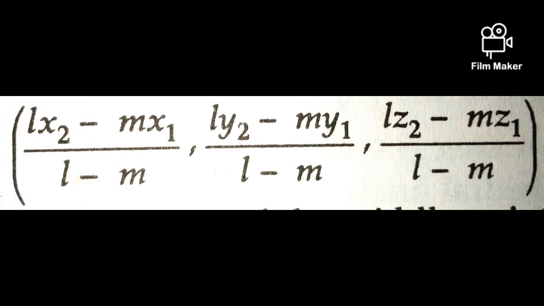The coordinates of the point dividing PQ externally in the ratio L is to M are (Lx2 minus Mx1) divided by (L minus M), comma (Ly2 minus My1) divided by (L minus M), comma (Lz2 minus Mz1) divided by (L minus M).